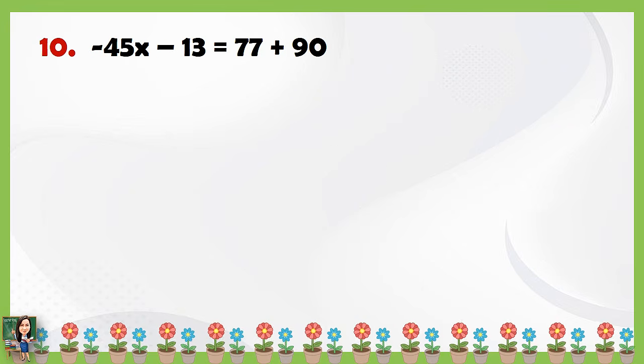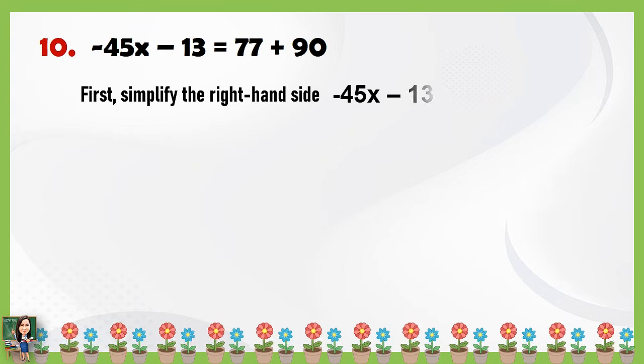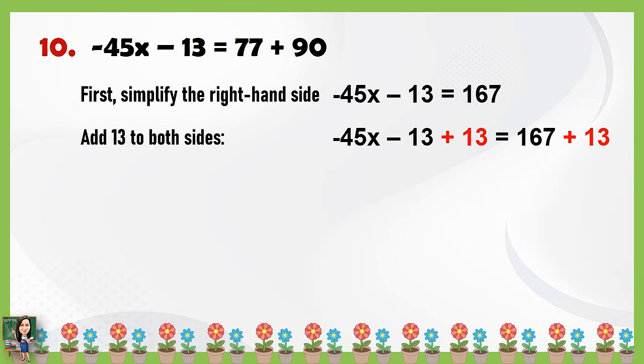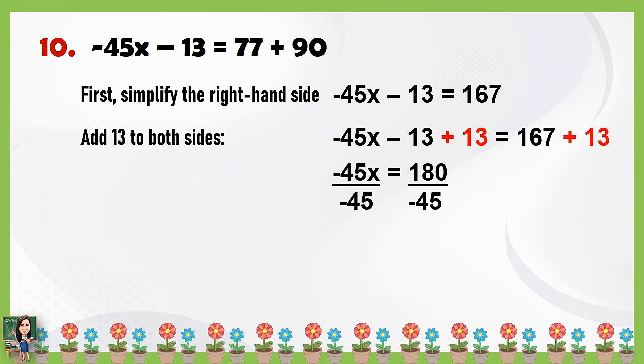And number 10, negative 45x minus 13 equals 77 plus 90. First, simplify the right-hand side. Negative 45x minus 13 equals 167. 77 plus 90 equals 167. Add 13 to both sides. And that is negative 45x minus 13 plus 13 equals 167 plus 13. So, negative 13 plus 13 equals 0. The remaining is negative 45x. Then, 167 plus 13 equals 180.